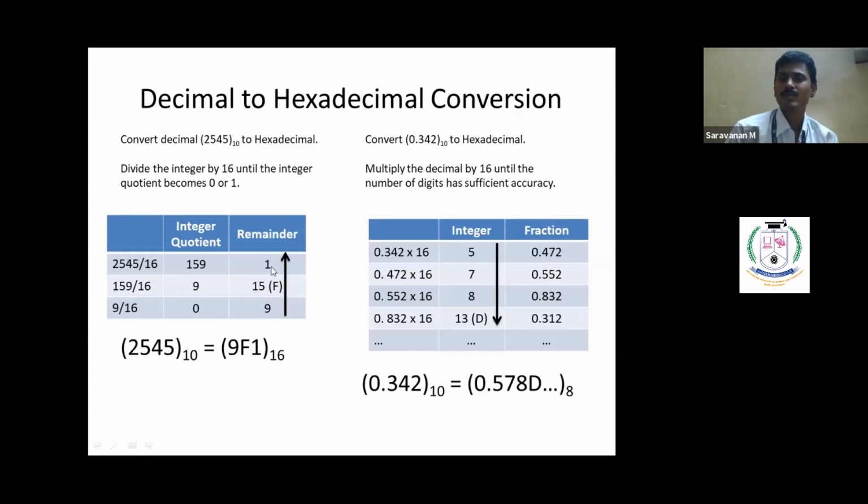People will make mistakes over here. They won't represent it as F, they will represent it as 15. So we'll get a mistake over here. So convert your 15 to F. So it should be 9F1.